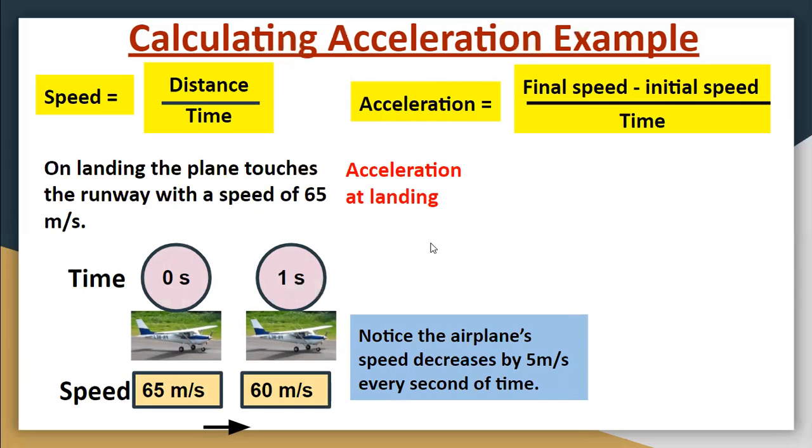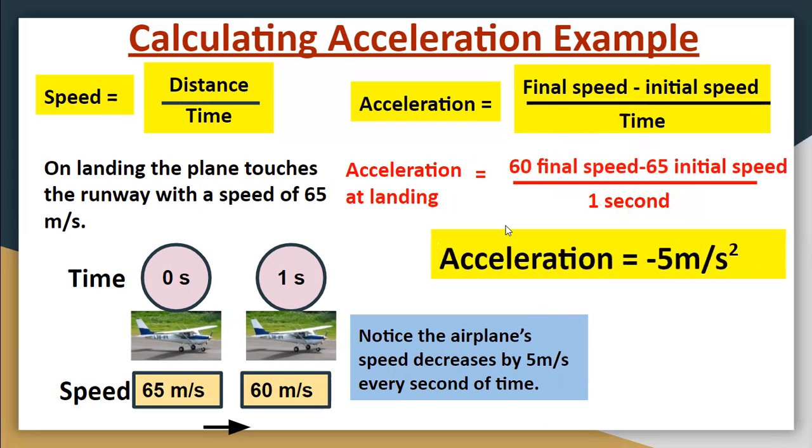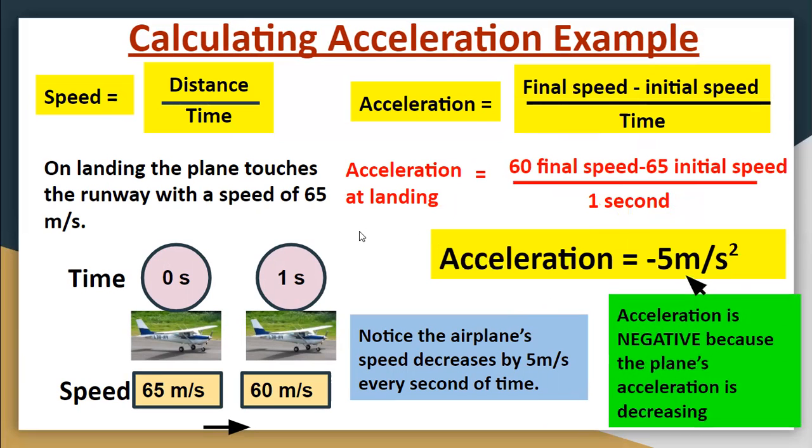So the acceleration at landing is equal to 60, the final speed, minus 65, the initial speed, divided by 1 second of time. 60 minus 65, this is where we get our negative acceleration, negative 5 meters per second squared. Hopefully you understand these formulas and you'll be able to work with them. Acceleration is negative because the plane's speed is decreasing.